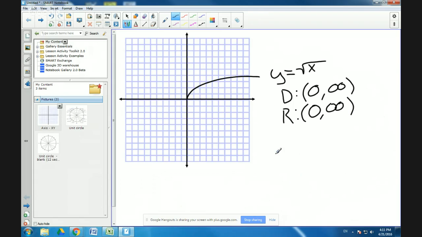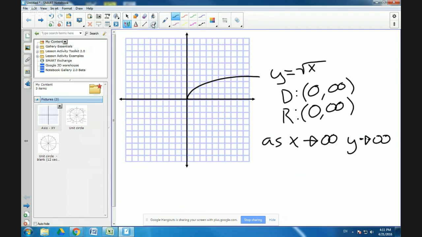And the end behavior you can find for radicals is as x approaches infinity, y approaches infinity. And you can't have negative infinities because obviously it starts right there. It can't go below into quadrants 3 and 4.